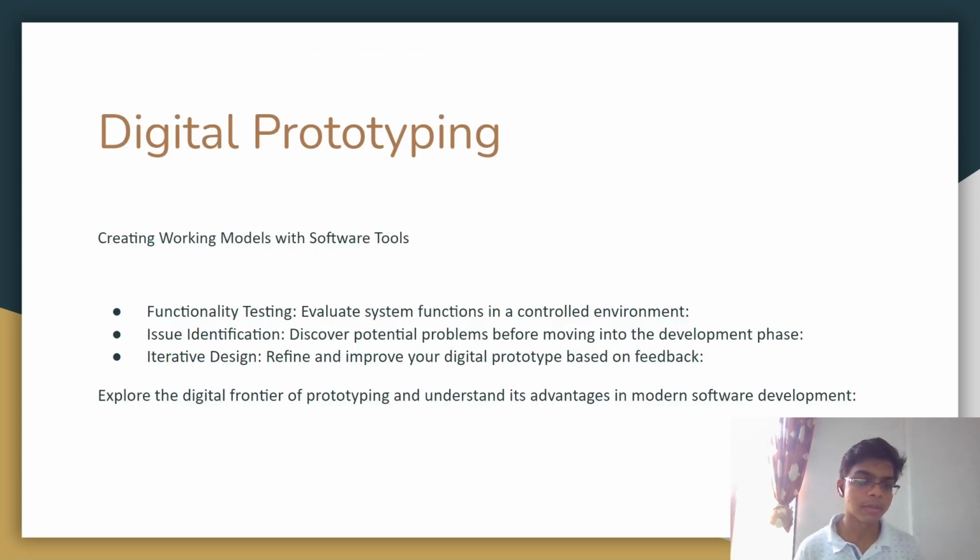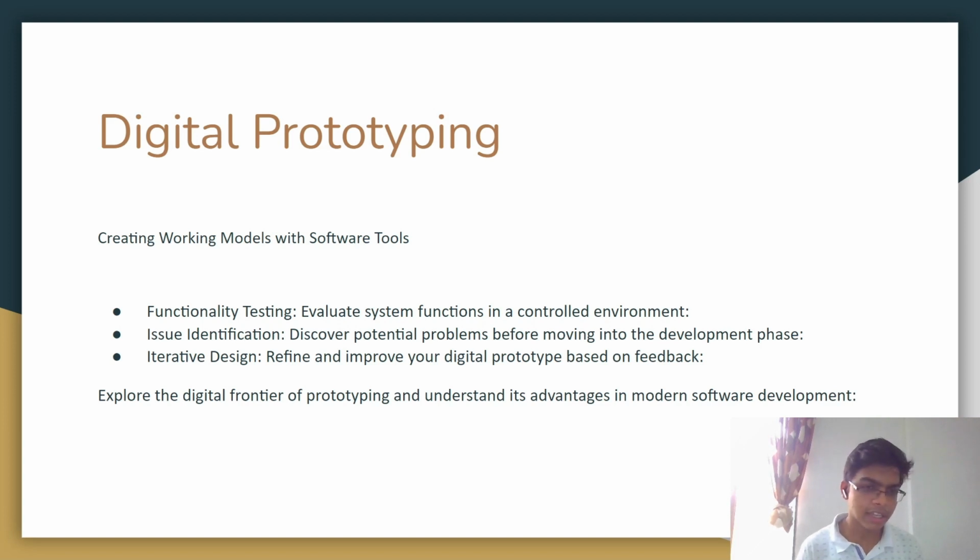So digital prototyping. So what is digital prototyping? Digital prototyping is creating working models with software tools. So this means that it's functionality testing, issue identification, iterative designs. Okay. So basically what it does is we're going to use certain software tools to create working models for our prototype. And this will allow us to have a working idea of how the prototype will work.